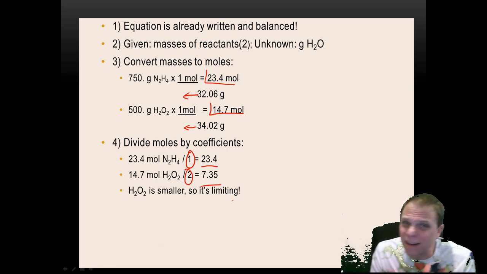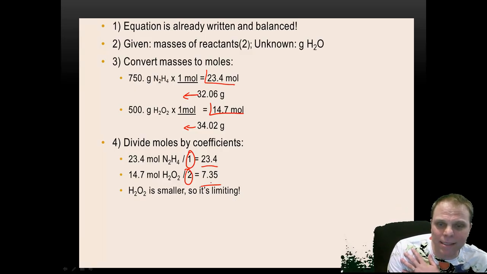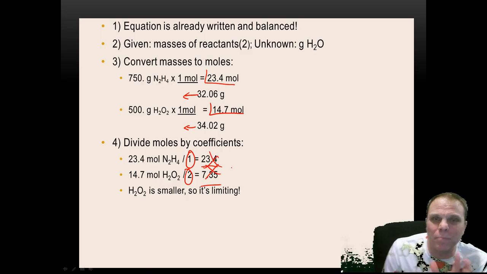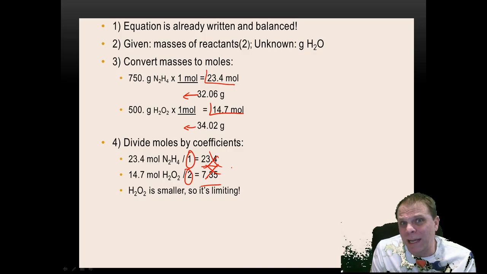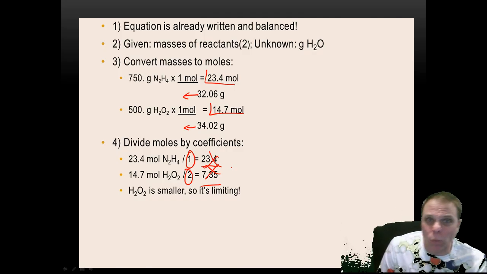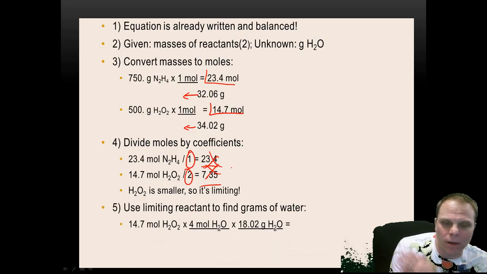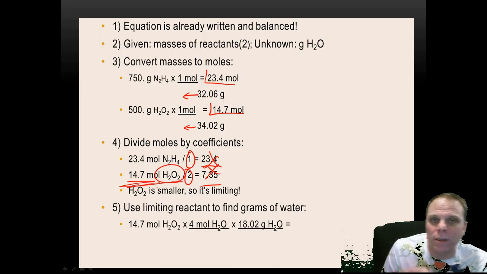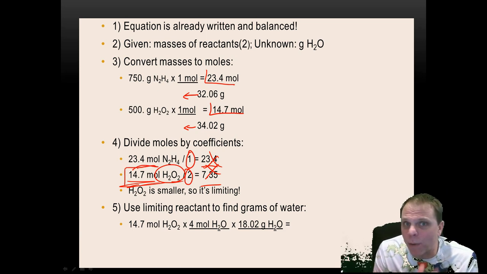Now, the reason that a lot of times I don't like to use this method is because these numbers don't really mean anything. They just help you figure out which one is the limiting reactant. But they don't really tell you anything in particular as far as where you go from there. Where you have to go now is back to that point where you had moles. So now I know that the H2O2 is the limiting reactant. I've got to use this 14.7 moles of H2O2. That's the part I have to go to. And now I start my next problem with that.